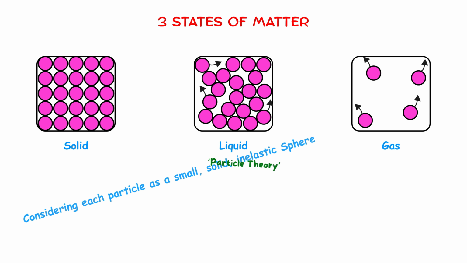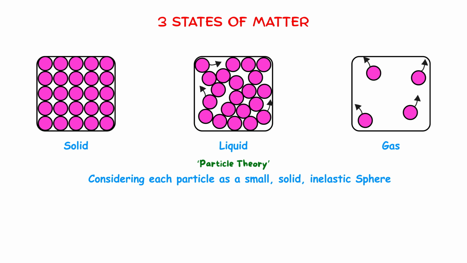In today's video, we're going to explore the three main states of matter, which are solid, liquid, and gas, and understand how substances are able to change from one state to another depending on the energy they gain or lose. To help explain this, we will be using a simplified model known as particle theory, which allows us to visualize how the particles within each state behave.